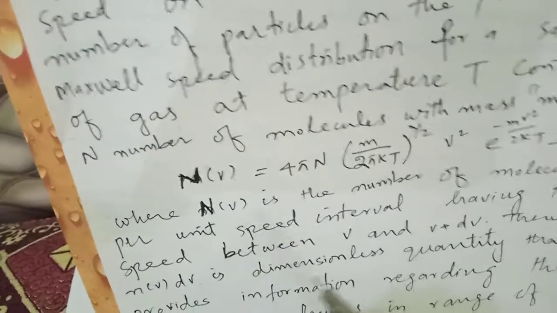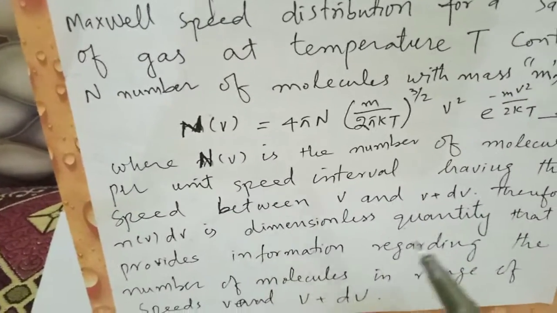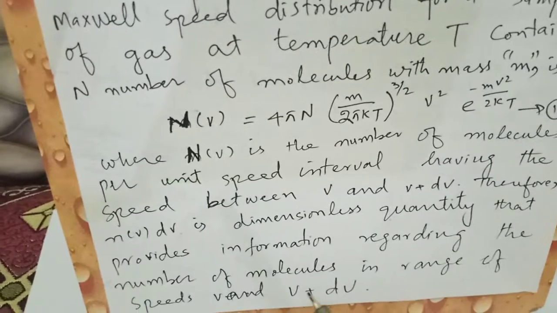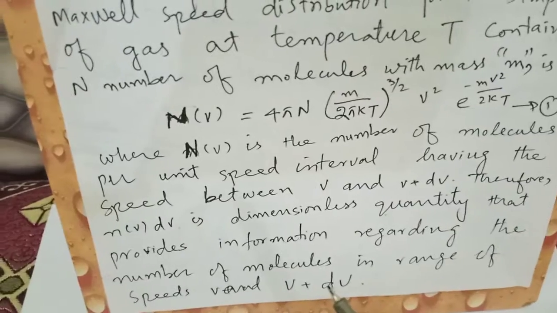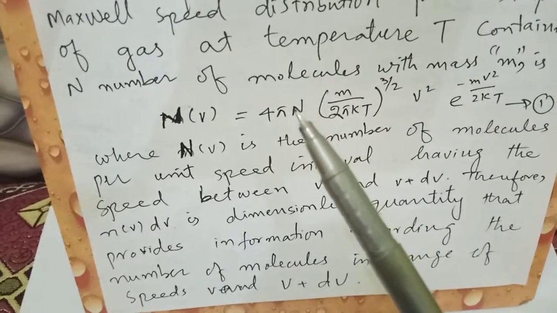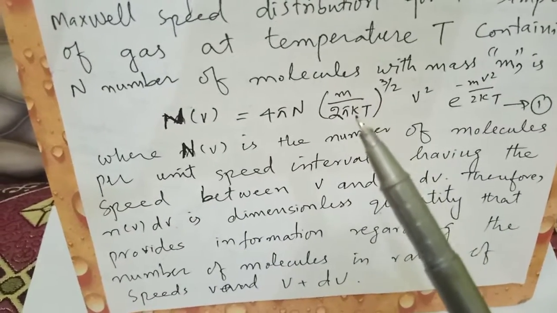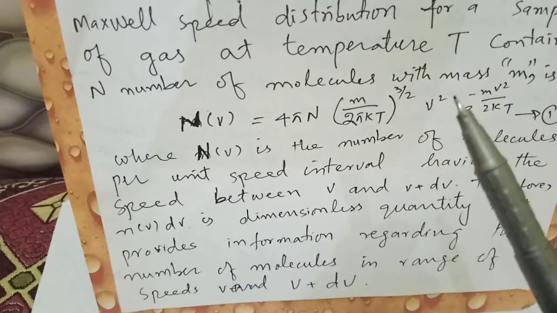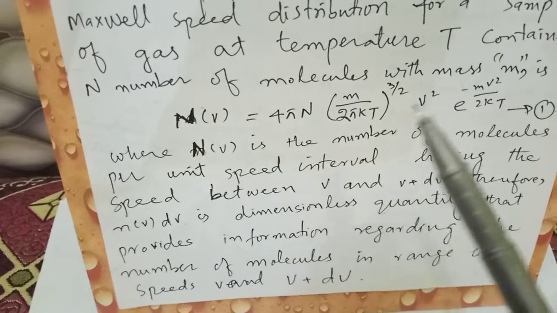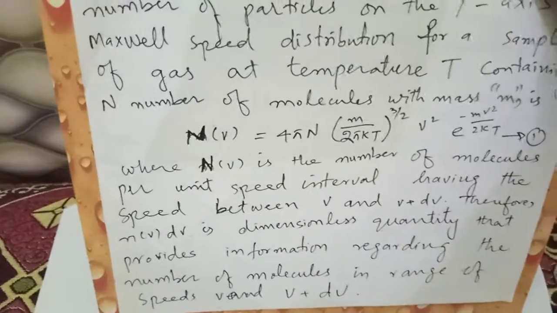Therefore, N(v) delta v is a dimensionless quantity which provides information about the number of particles, or number of molecules, in the range v to v plus delta v, where n is the number of particles, m is the mass of the particle, k is the Boltzmann constant, and T is the temperature. So this as a whole is the mathematical form of the Maxwell-Boltzmann distribution for the speed.